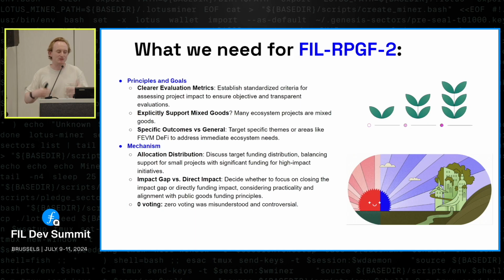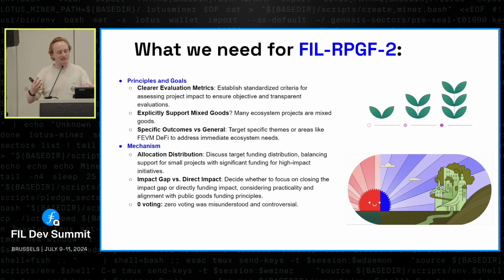Next slide, please. So to just highlight a few things, in terms of principles and goals, something I think we need is clear evaluation metrics. Some of the questions we asked in terms of providing metrics were a little bit generic. They weren't quite targeted or clear enough, so having super standardized criteria for those metrics will be useful. There's a philosophical discussion over the extent to which the round should support mixed goods. This is Filecoin retroactive public goods, but in reality, many goods are mixed. So to what extent do we want to explicitly support that?